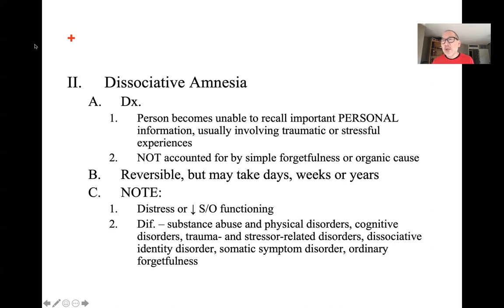Usually, the idea is that it's related to some traumatic or very stressful experience. It can't be accounted for by just normal, simple forgetting, or there's no organic basis for it. Now, in these situations, the lost memory can often be reaccessed, and whatever is experienced can be reversible, but it often takes time. Days, weeks, sometimes years, depending on how difficult it is for the person to acknowledge something that they don't want to remember, seemingly don't want to.